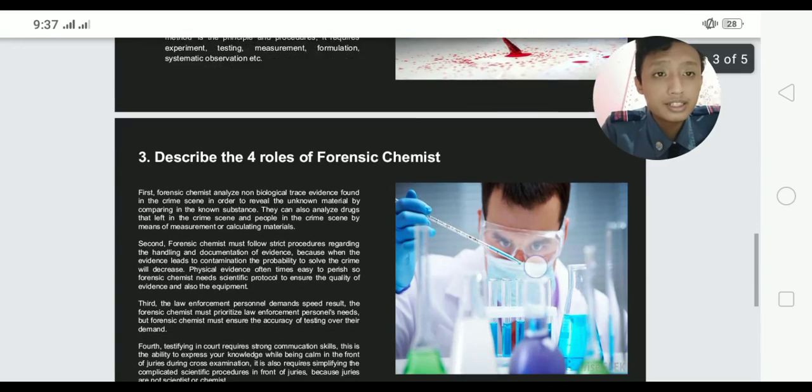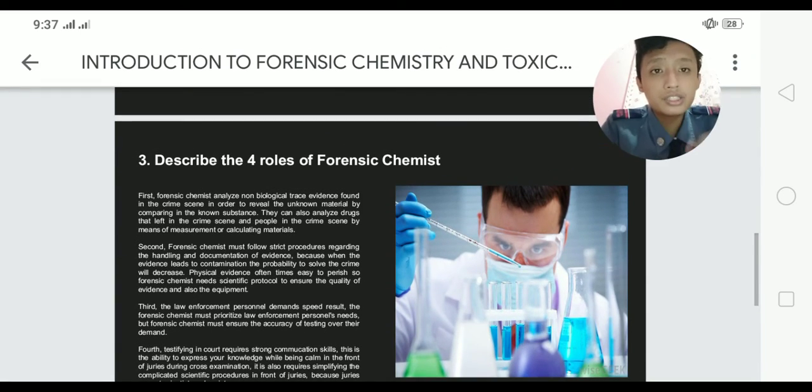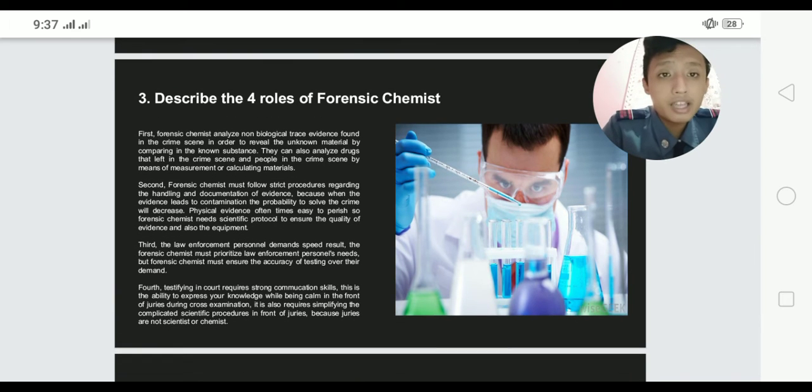Then, next. Describe the 4 roles of forensic chemist. Ang una, first, forensic chemists analyze non-biological trace evidence found in the crime scene in order to reveal the unknown material by comparing it to the known substance. They can also analyze drugs left in the crime scene and people in the crime scene by means of measurement or calculating materials. Then second, forensic chemists must follow strict procedure regarding the handling and documentation of evidence.